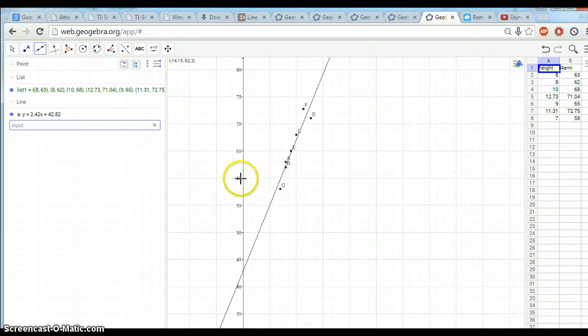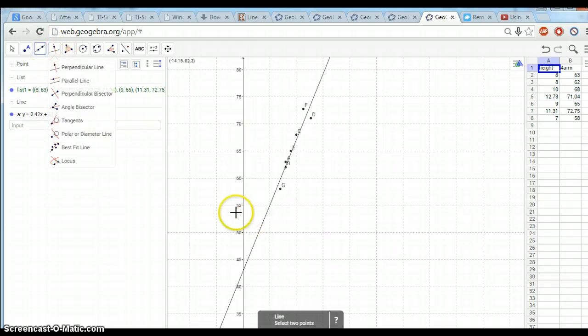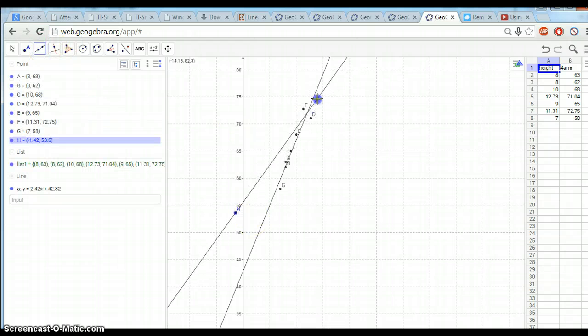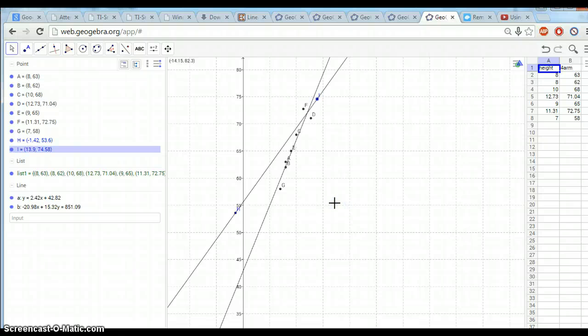As you can see earlier, I had drawn some other line that I thought was more this way, but mine was close. But this is actually the line of best fit, this one right here. I'm going to delete that one right there.